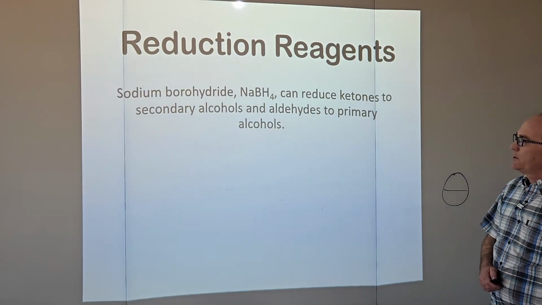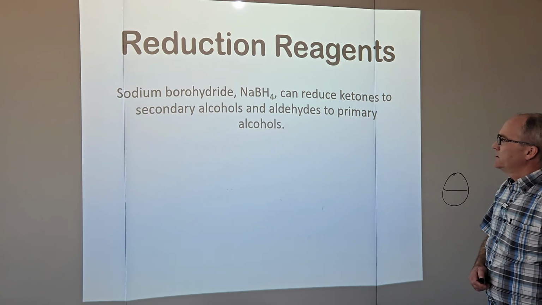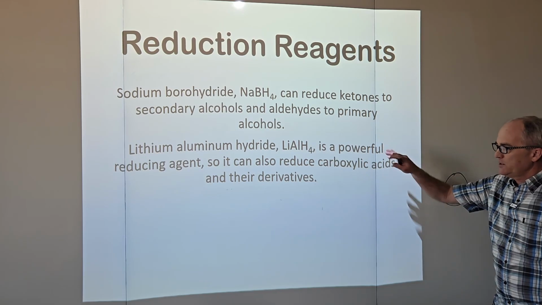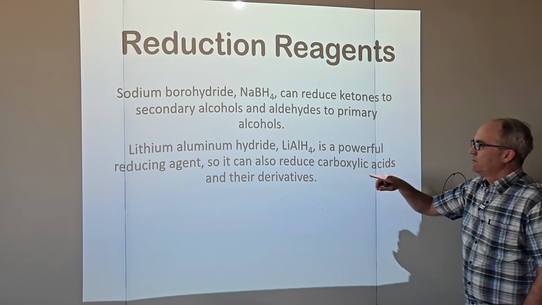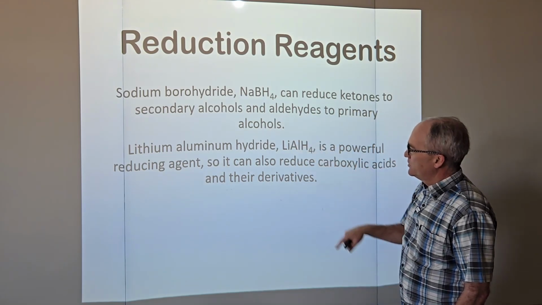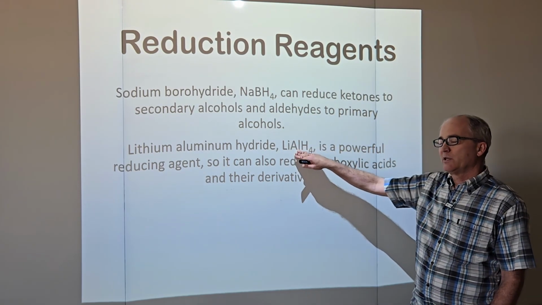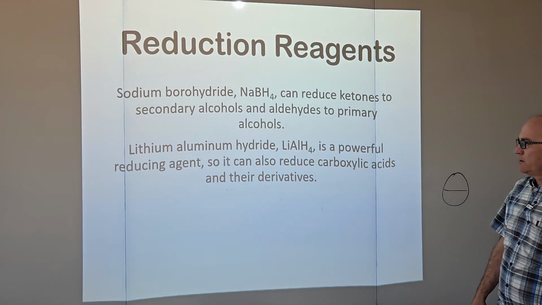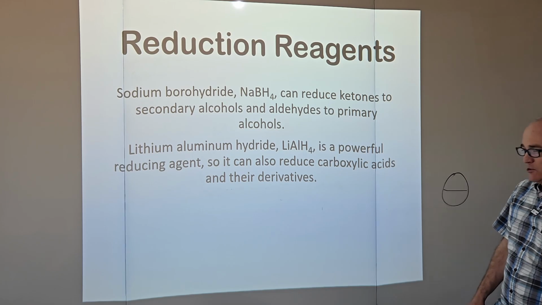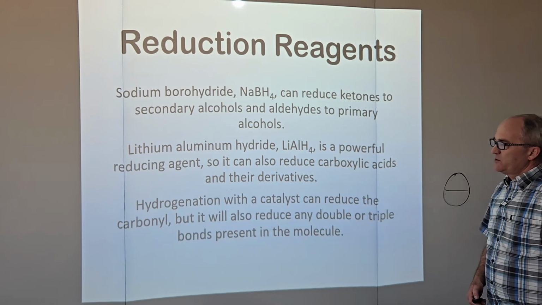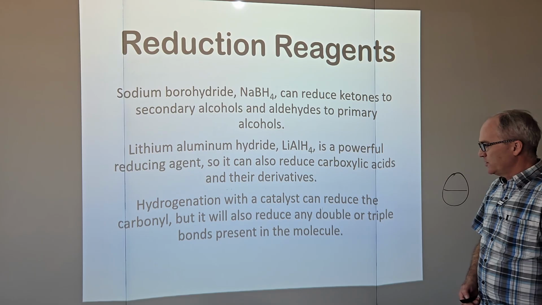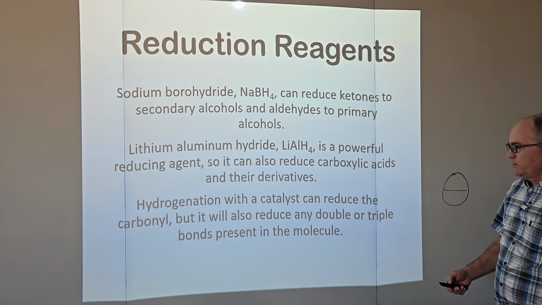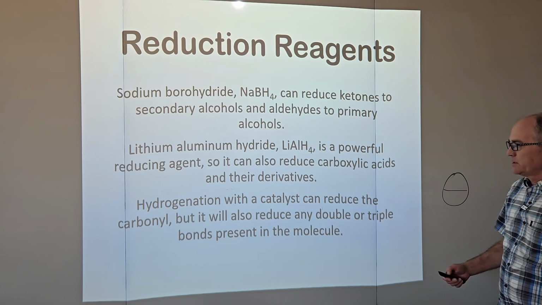So sodium borohydride can reduce ketones to secondary alcohols, aldehydes to primary alcohols. You already know this from the alcohol chapter where we went over these reagents. This thing can't also reduce esters. Lithium aluminum hydride is a powerful reducing agent, so it can also reduce carboxylic acids and their derivatives, like esters. Catalytic hydrogenation can reduce the carbonyl carbon, but it will also reduce any double bonds or triple bonds present in the molecule.